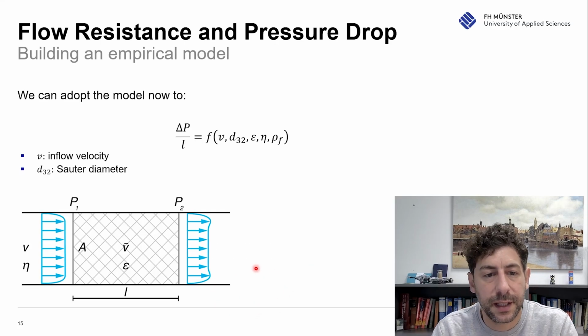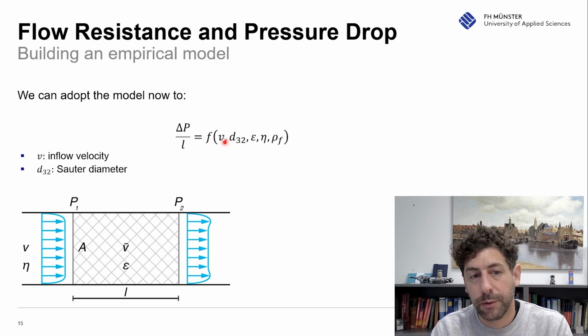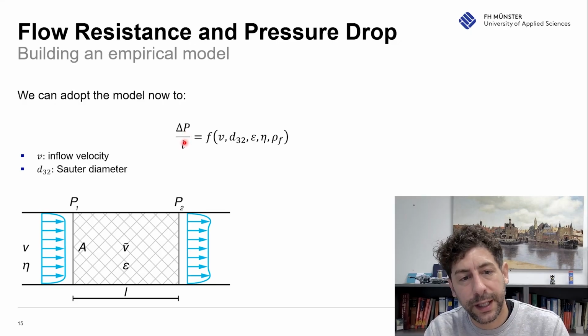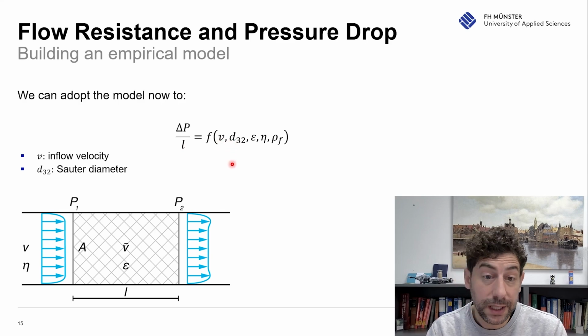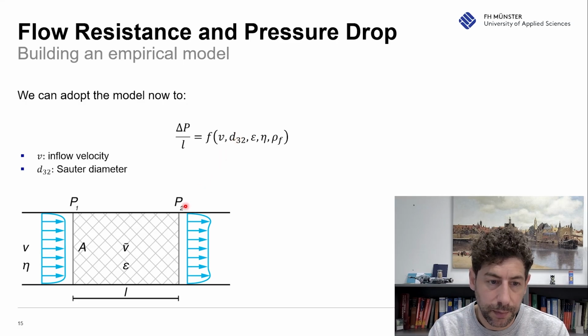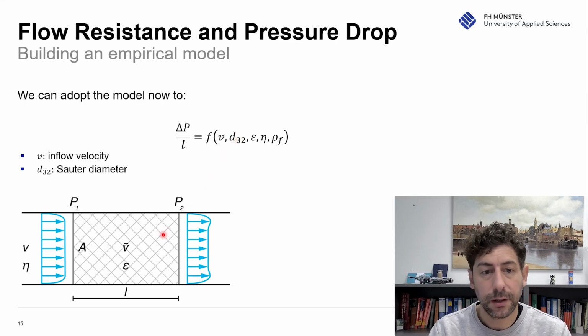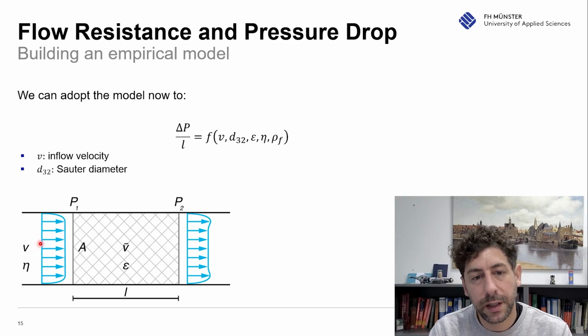So this means at the end, if we look at our general equation, we have the pressure drop divided by the length, so the pressure drop per length. Now we can replace these two first variables with two much easier variables: the size of the particles in the bed, easy to measure, and the inflow velocity of the fluid, easy to measure.